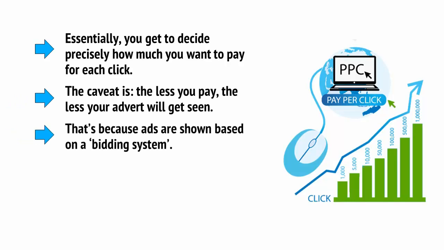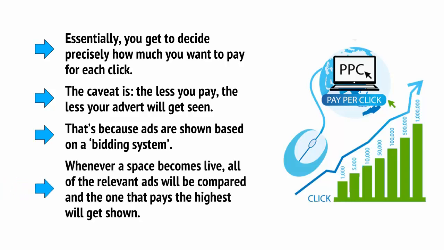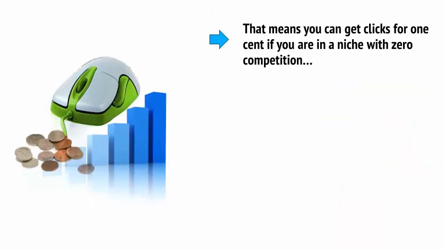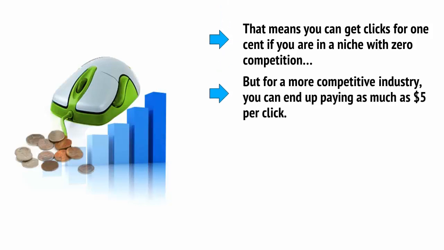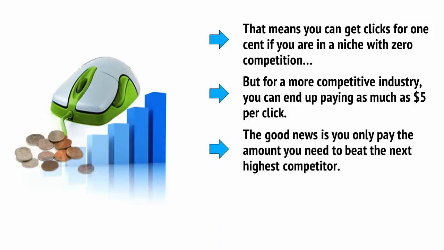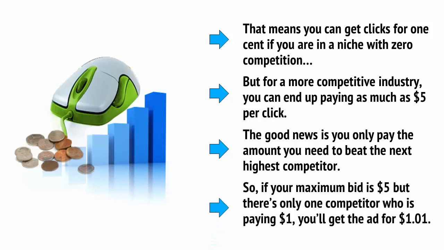That's because ads are shown based on a bidding system. Whenever a space becomes live, all of the relevant ads will be compared and the one that pays the highest will get shown. That means you can get clicks for 1 cent if you're in a niche with zero competition, but for a much more competitive industry, you can end up paying as much as $5 per click. The good news is you only pay the amount you need to beat the next highest competition.